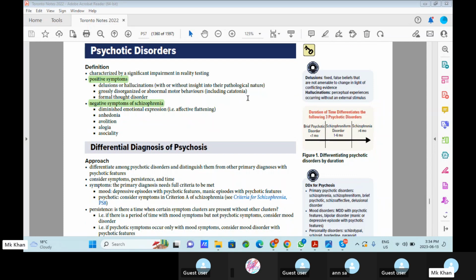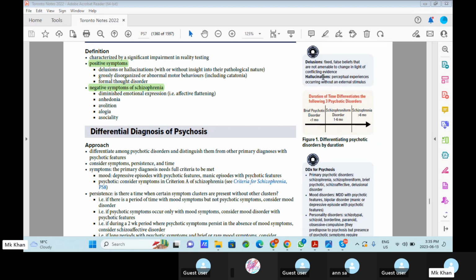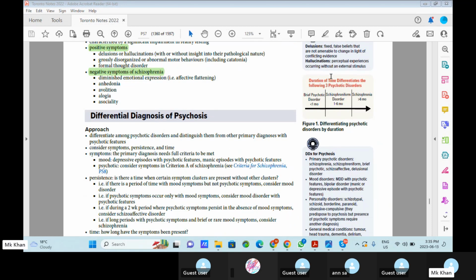So what are delusions? These are basically fixed false beliefs that are not amenable to change in light of conflicting evidence. So the patient has a firm belief, a false belief, but that is the delusion. And what are hallucinations? These are perceptual experiences occurring without an external stimulus, like seeing something, or visual or auditory hallucinations, like he can hear something. But delusions are basically the false beliefs.